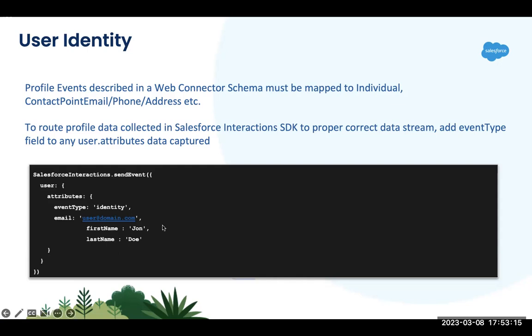If you look at this profile events data in the web connector, the schema has been designed in such a way that these are all the attributes which can map to different kinds of consent objects in Data Cloud, like contact, contact point email, contact point address, contact point phone, and the individual object as well. Once the user profile data has been ingested into Data Cloud, you could leverage all the other tables of Data Cloud, and then you could design your data model as well.